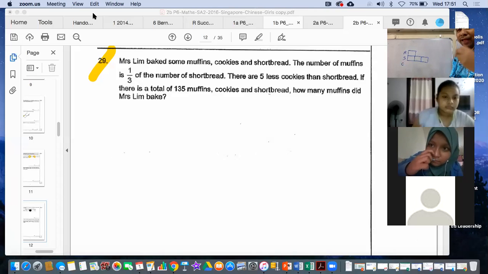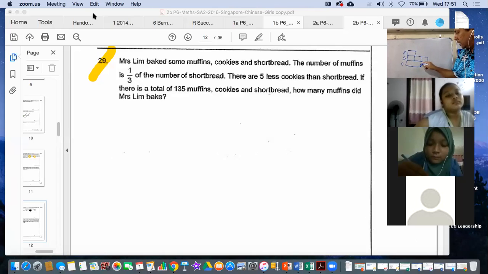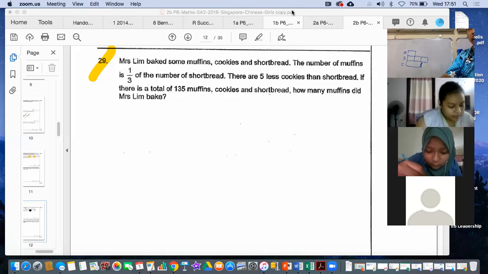The cookies is 5 less than the shortbread. So you draw the shortbread like that, another shortbread, but you do like that, the saw teeth. Can see now? Okay, I'm going to draw out of here. This says muffin is 1 unit, muffin is 1/3. There's shortbread, there's 3 units, muffin must have 1 unit. And cookies is 5 less. Down here is 5, roughly. Why I draw this? Because I do not know where to draw. That's why I'm using the teeth like that.